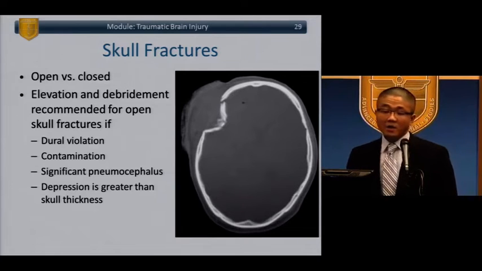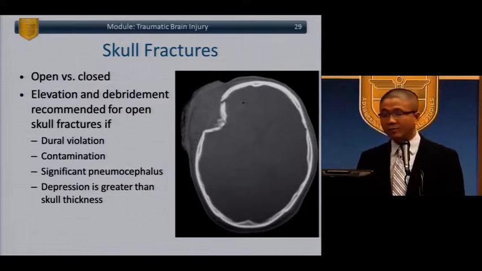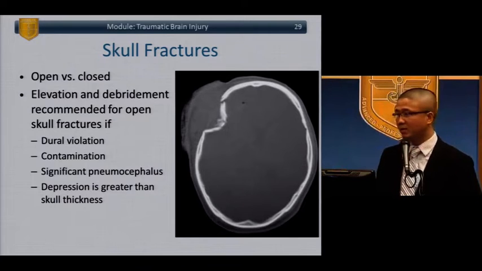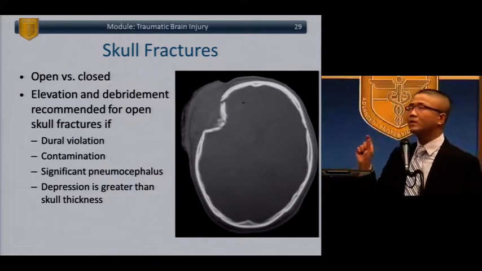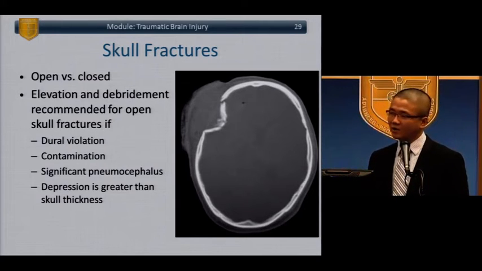All right. So what about skull fractures? So a question may come up about what do you do when a patient has a depressed skull fracture, right? So the standard answer still is, particularly for a depressed skull fracture, if the displacement is greater than the thickness of the skull, which isn't very much of anything, it requires operative elevation or decompression.